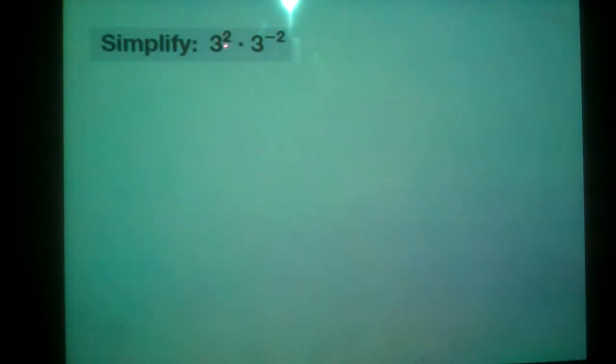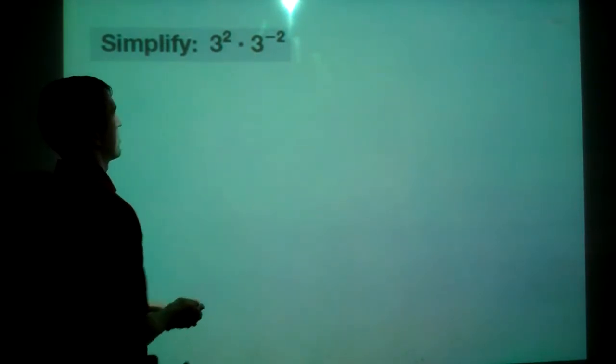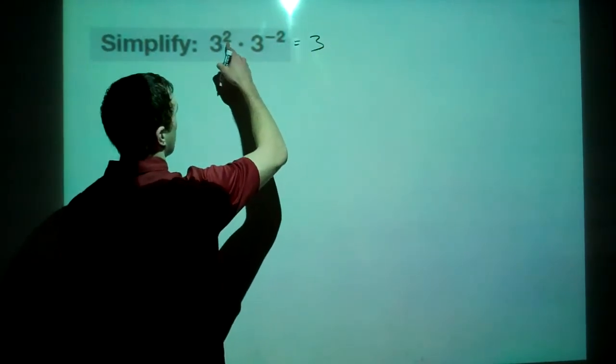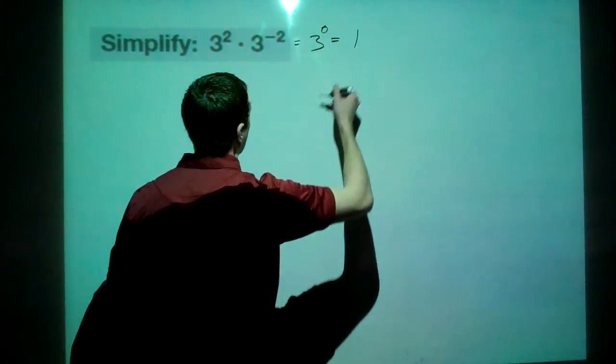If we simplify this, we have the same base. 3 and 3 are our base, and we are multiplying, so we could add our exponents, and we would get 3 to the 2 plus negative 2, which is 0, and anything to the 0 is 1.